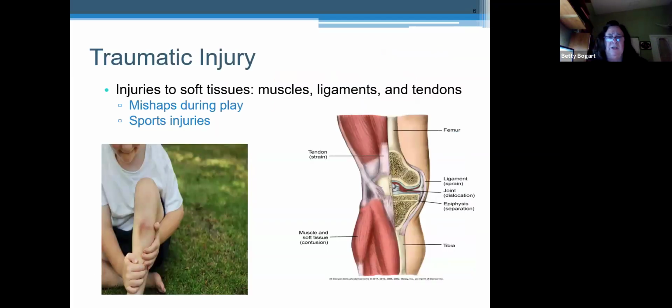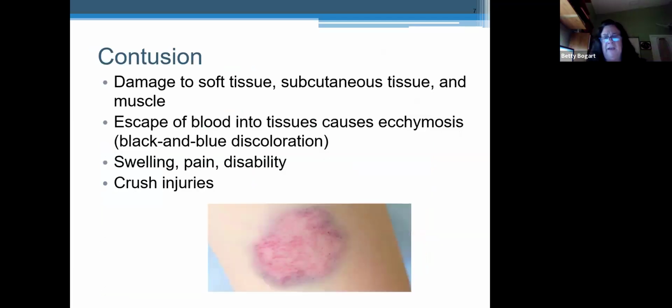Now, traumatic injuries. We're going to talk about sprains and strains and bruises, ecchymotic areas, et cetera. We know kids, they're going to fall. They're just walking and talking and falling down. It's the way that they learn and they grow, right? They have fun outside doing these things.